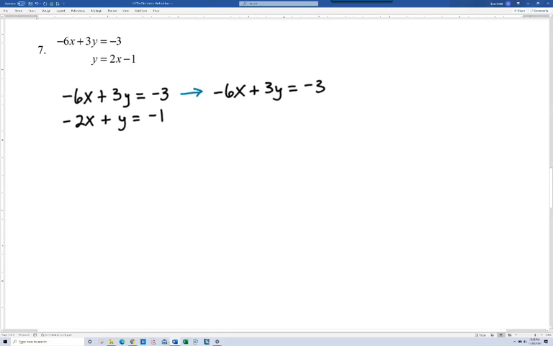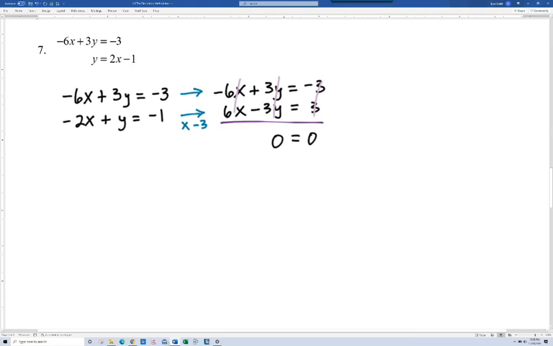So our first equation is negative 6x plus 3y equals negative 3. And in the second equation, we're multiplying by negative 3, so we can get the 6x in the beginning. So we're going to be able to eliminate x. Now, y times negative 3, that's minus 3y. And negative 1 times negative 3, that's going to be 3. So notice this time when we add the equations, everything falls out or is eliminated. So we get 0 equals 0.